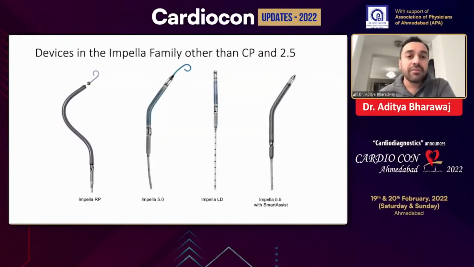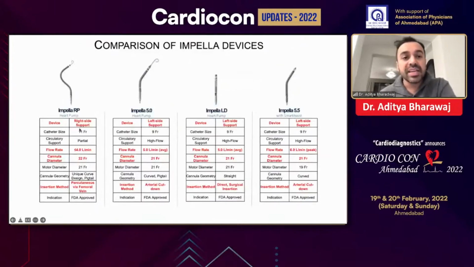gives about 2.5 liters of additional cardiac output. Impella RT is a right-sided device. It's used for right-sided shock, and it's put in percutaneously through the femoral vein. Then Impella 5.0, LD, and 5.5 are all surgically inserted pumps, usually used by the cardiac surgeons. And these require arterial cut down, or Impella LD is by way of direct surgical insertion.